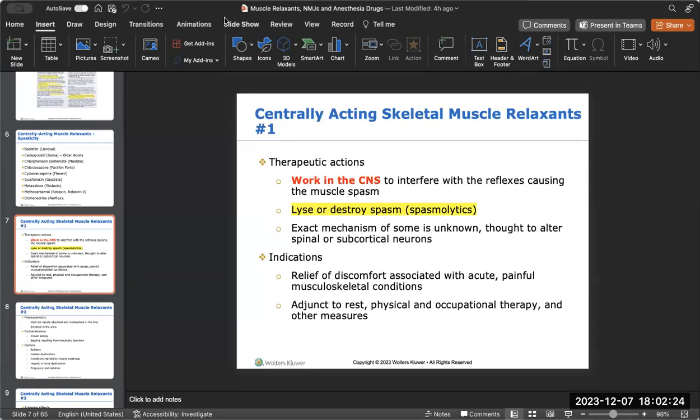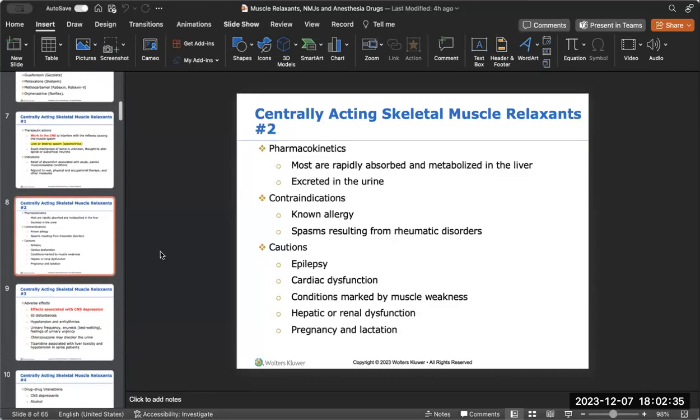So when do we use this? Well, if there's some sort of discomfort, if they have a musculoskeletal disorder, things like that. Now, remember, everything's absorbed and metabolized in the liver, and most of the time it's excreted by the kidneys, so through urine. So we always need to watch out for any hepatic or renal dysfunction, right?